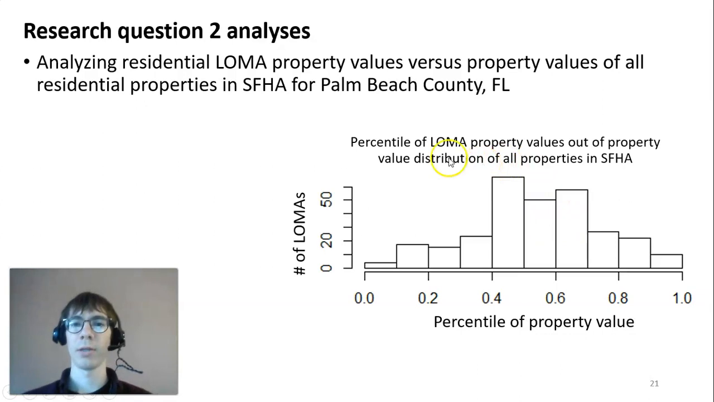And similarly, when we now standardize, we have this percentile of LOMA property values, essentially taking that out of the property value distribution of all properties in the special flood hazard area. We're seeing that most of this falls in about the 40 to 70% percentiles here. So again, not much lower and not much higher.